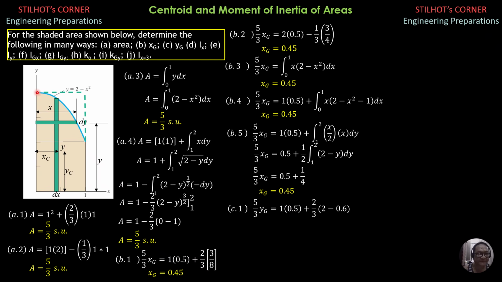The distance from the vertex of parabola to the centroid along the axis is 3/5 of the height. So 3/5 of 1 is 3/5, and 3/5 is 0.6. So if that is 0.6, the distance of the centroid of this parabola from the top is 0.6. But from the x-axis, it is 2 minus 0.6, 1.4. 2 minus 0.6. So I hope you understood that. So yg is equal to 0.86.